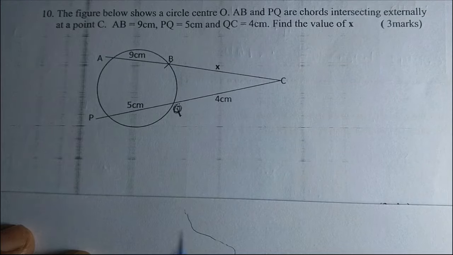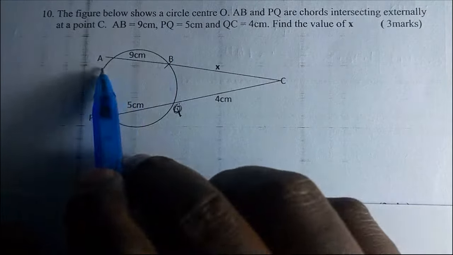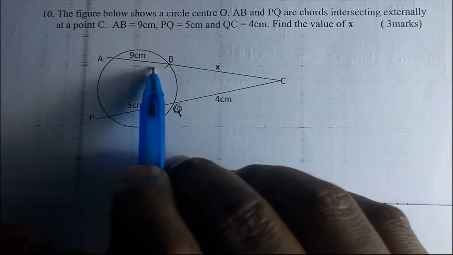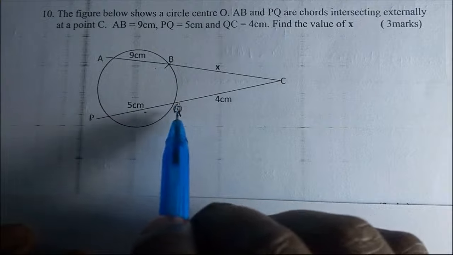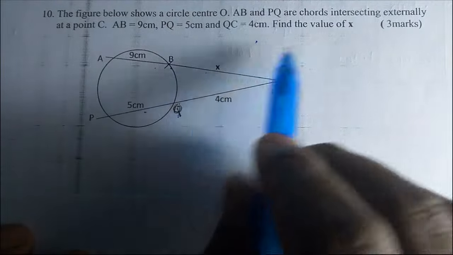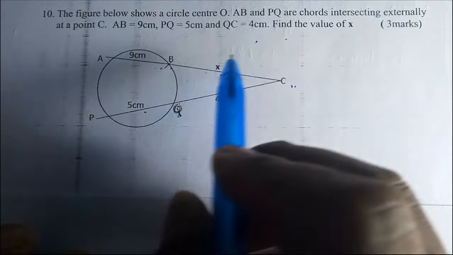The figure below shows a circle, center O. AB is this, intersecting that, and they have been given AB is equal to this. BQ is 5 and QC is 4. BC is x. So find the value of x. We are looking for this x.